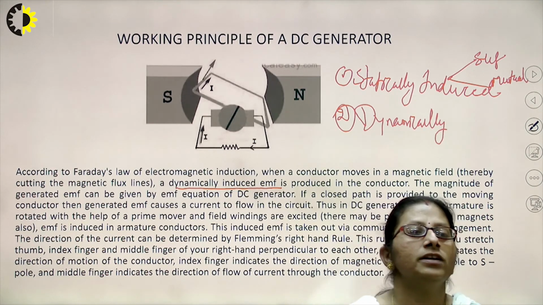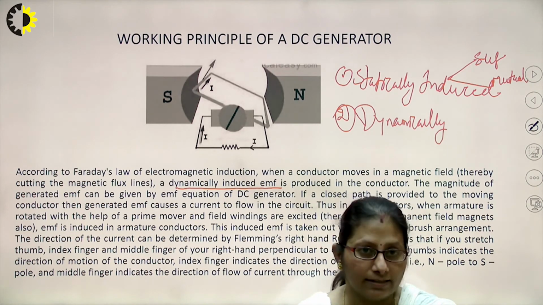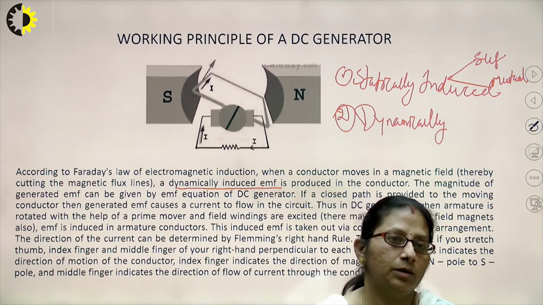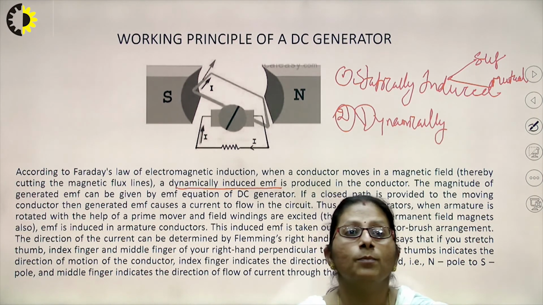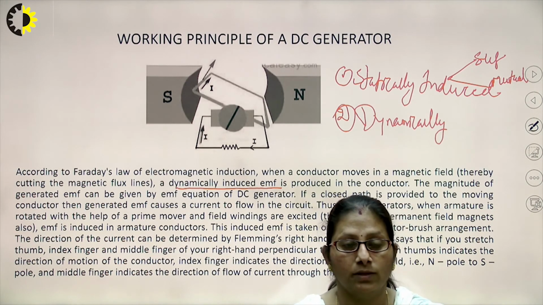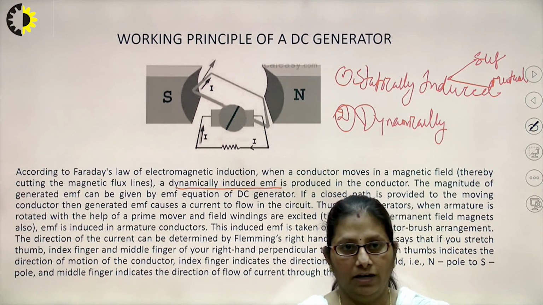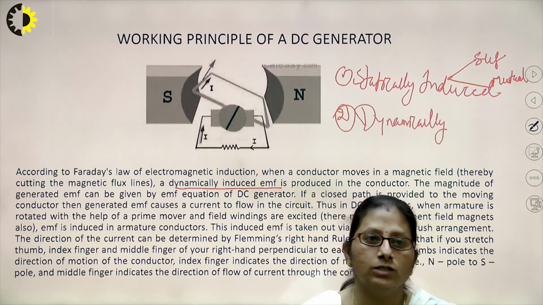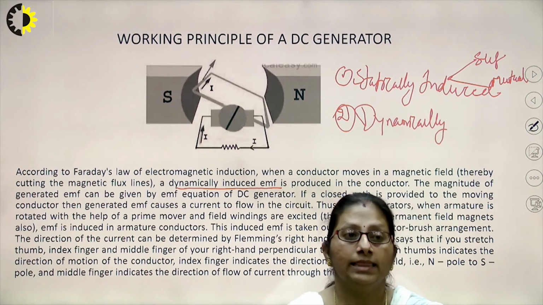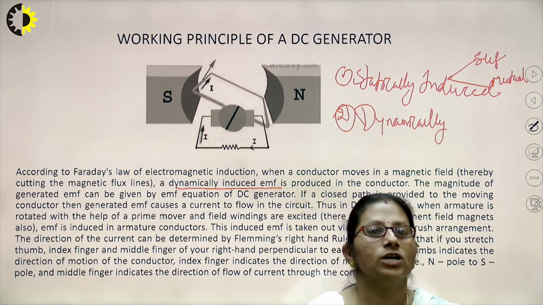The magnitude of the generated EMF is given by the EMF equation of the DC generator, which we will see shortly. Now, if a closed path is provided to the moving conductor, then the generated EMF causes a current to flow in the circuit. Thus, in DC generators, the armature is rotated with the help of the prime mover, and the field windings are excited because these are electromagnets. They may be permanent magnets, but generally they are electromagnets. These need to be excited, that's why we have the field windings. Then the EMF is induced in these armature conductors. This induced EMF is taken out via the commutator brush arrangement.